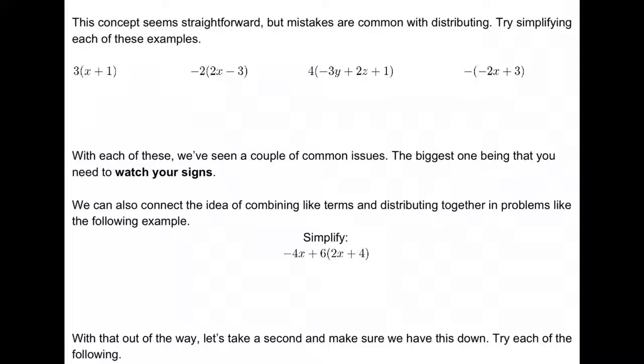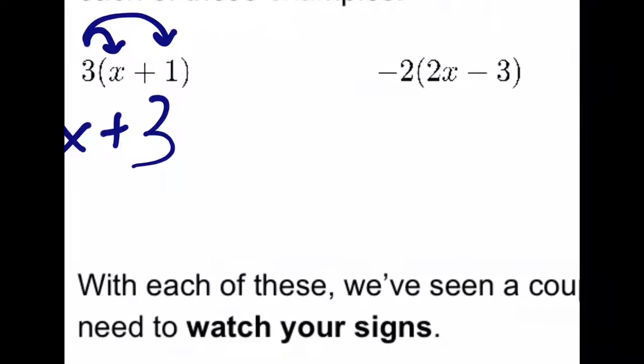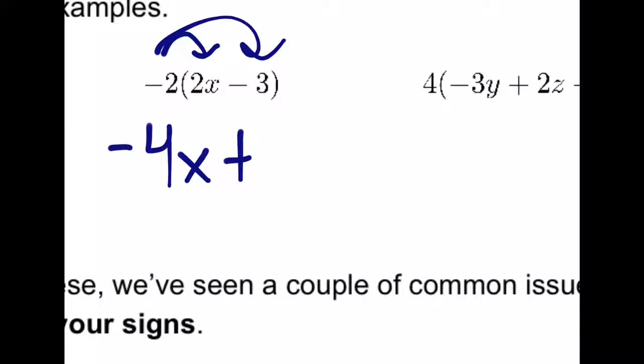Try simplifying each of these examples. 3 times x gives us 3x. 3 times 1 gives us a positive 3. If I distribute a negative 2, negative 2 times positive 2x gives us a negative 4x, where negative 2 times a negative 3 gives us a positive 6. Many students make sign errors on at least one of those.